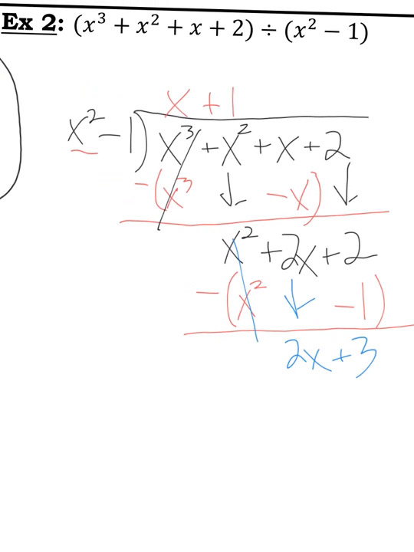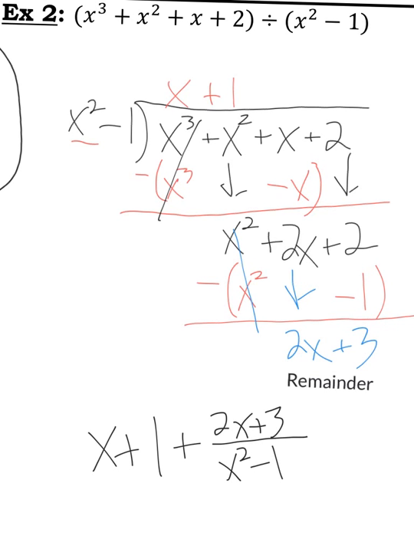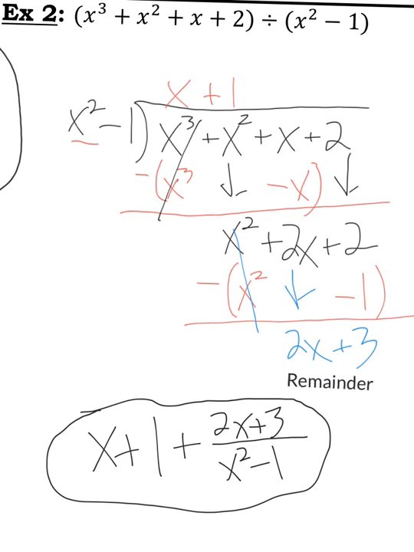So this is how you know when you're done. Can 2x plus 3 divide x squared minus 1? No, because the powers are different. So this is your remainder. That means my final answer will be x plus 1 plus 2x plus 3 over x squared minus 1. Okay, so that's all there is to it. So hopefully this doesn't seem too bad.